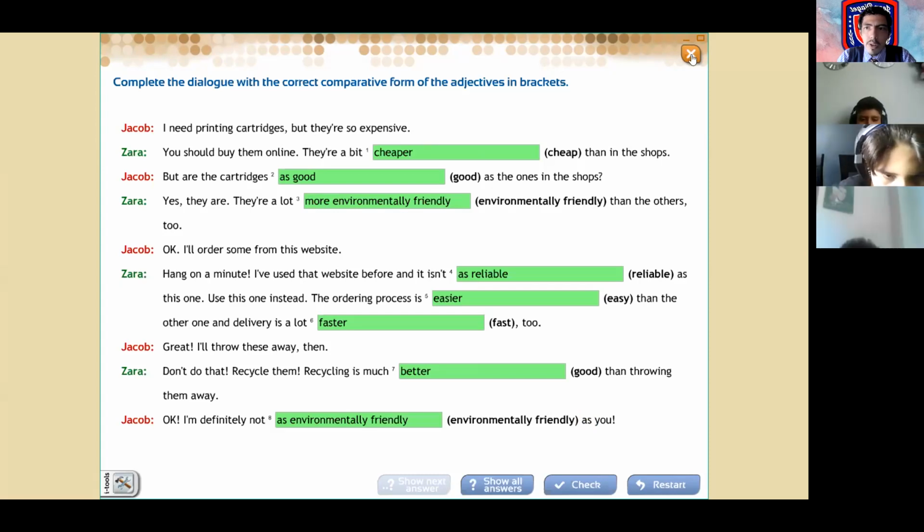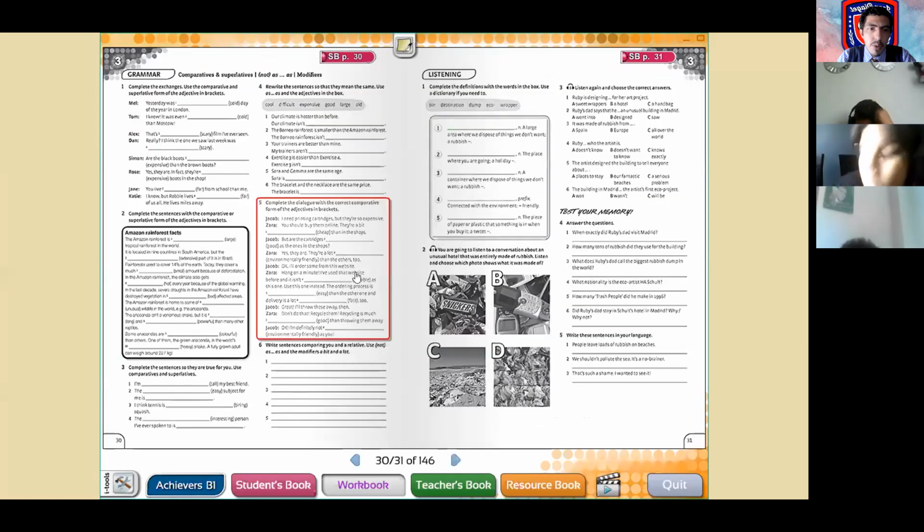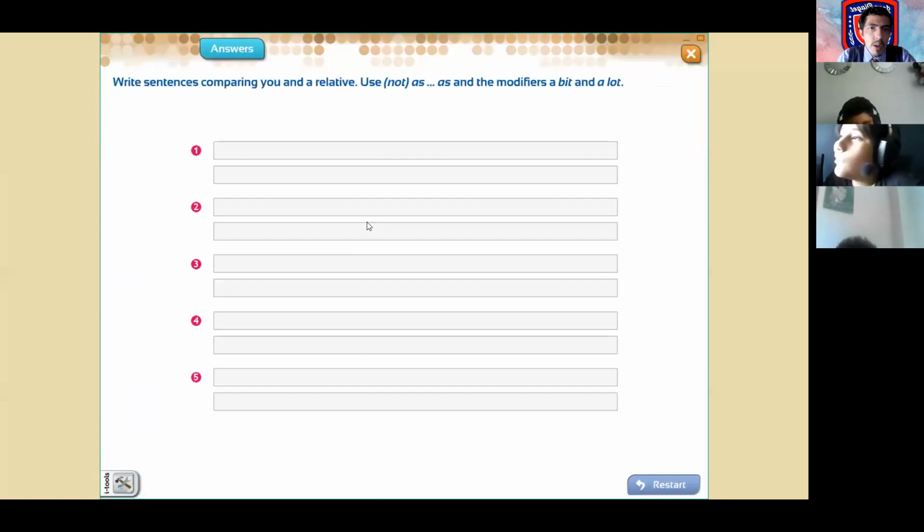And that's all, guys. Let's leave this page. Let's go to the last exercise, number 6. Exercise number 6 says, write sentences comparing you and a relative. So you need to use not as and the modifiers a bit and a lot. Okay, that's what you are going to do in this moment.